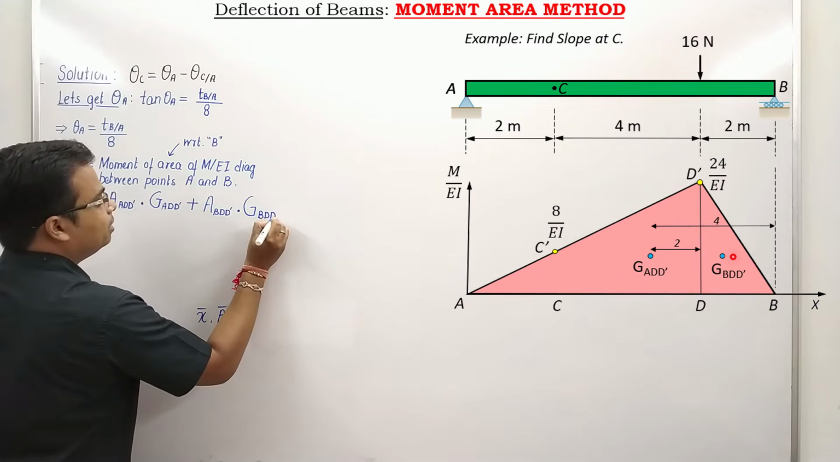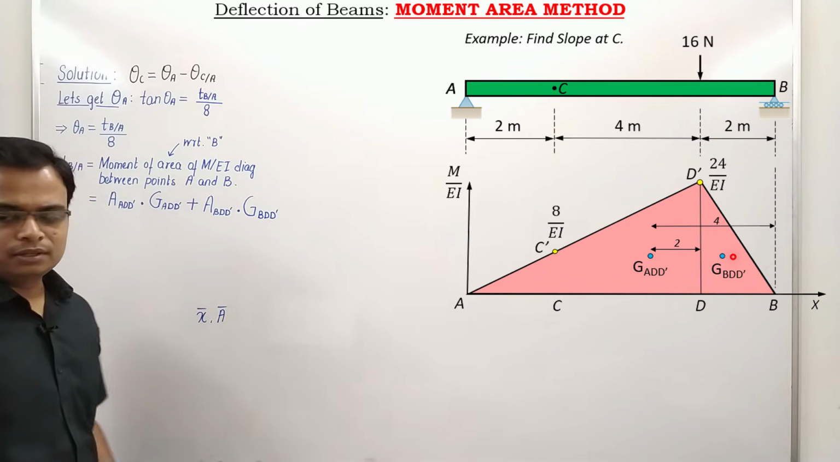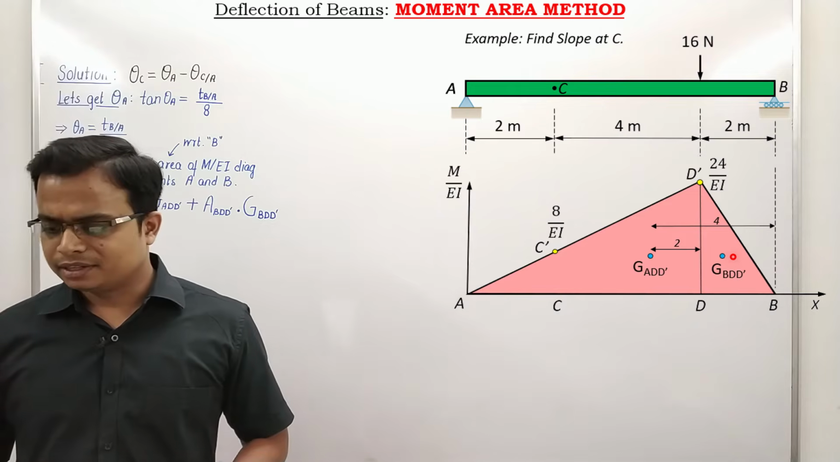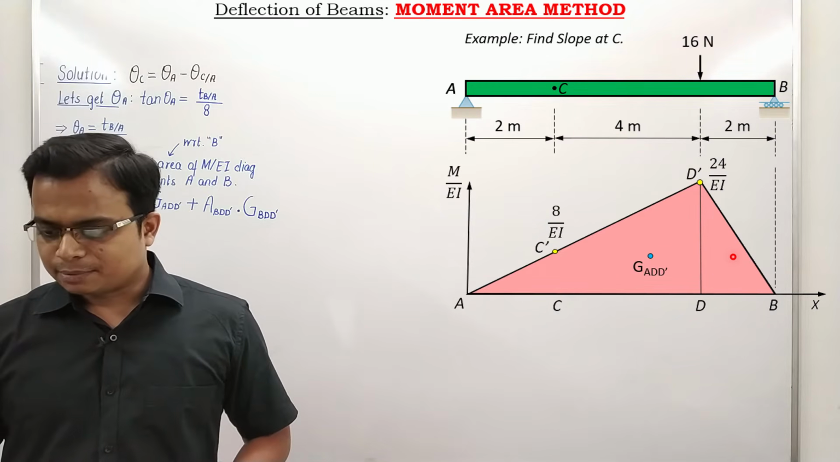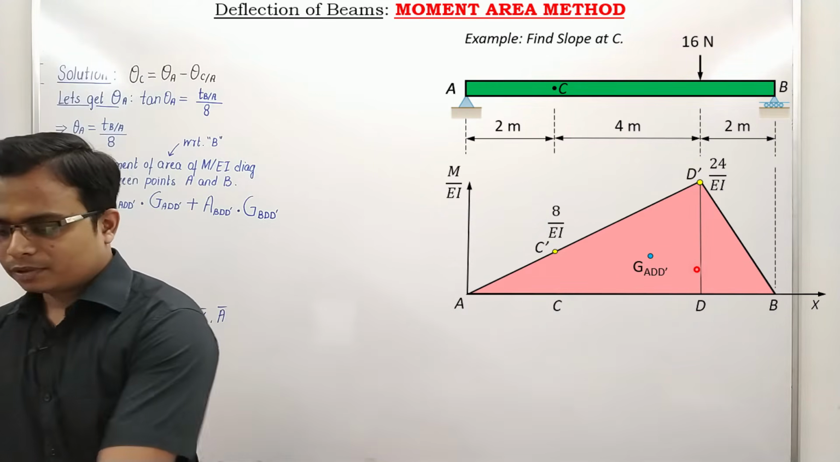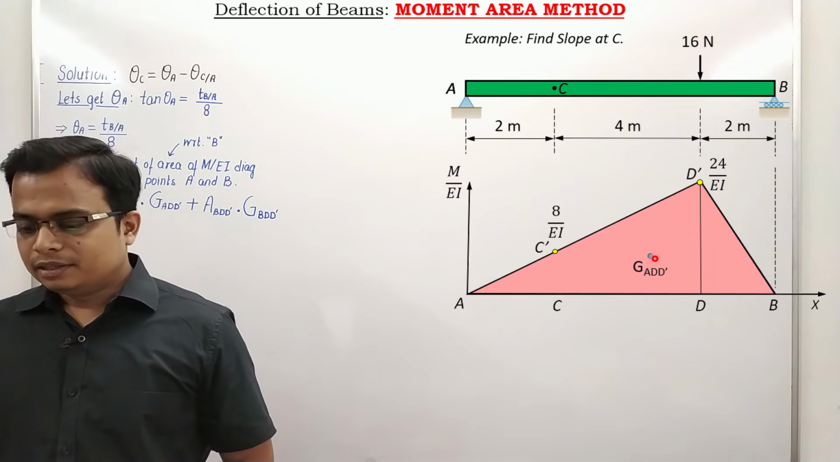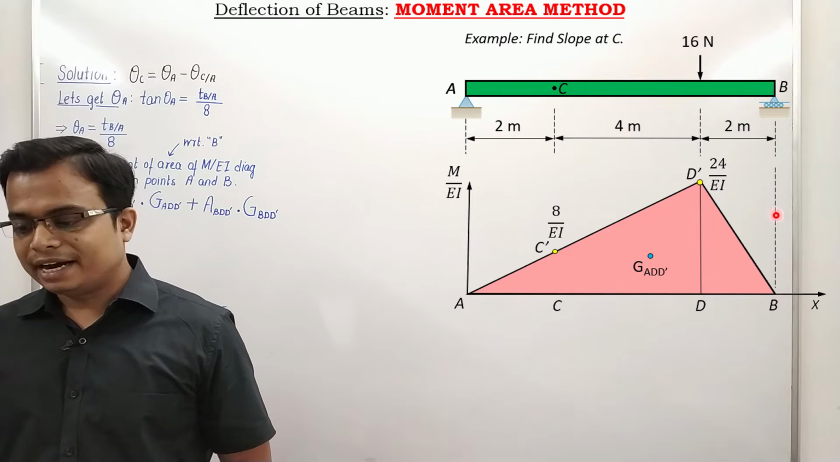BDD'. Now let us get the values. Fairly simple, fairly easy. Watch this. Let us first talk about the distance of the centroid of this area ADD' from this end B.